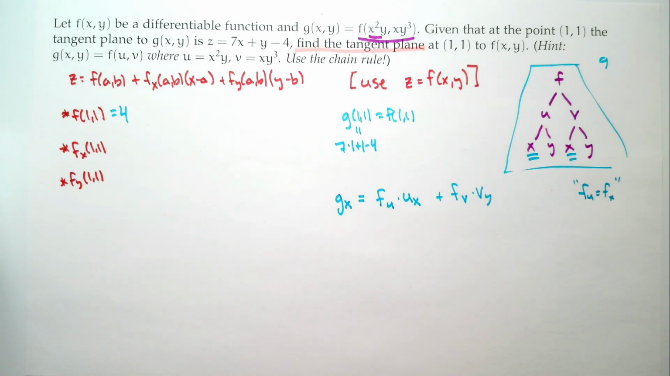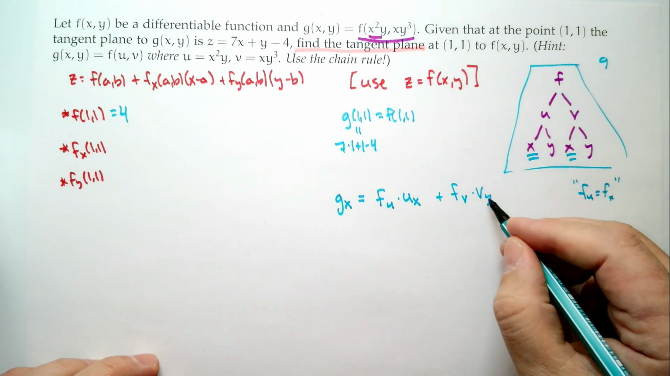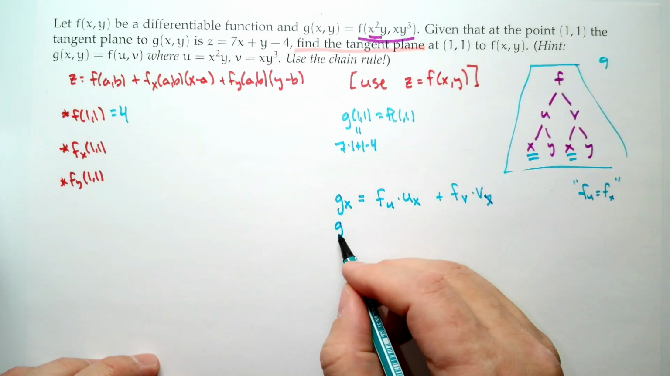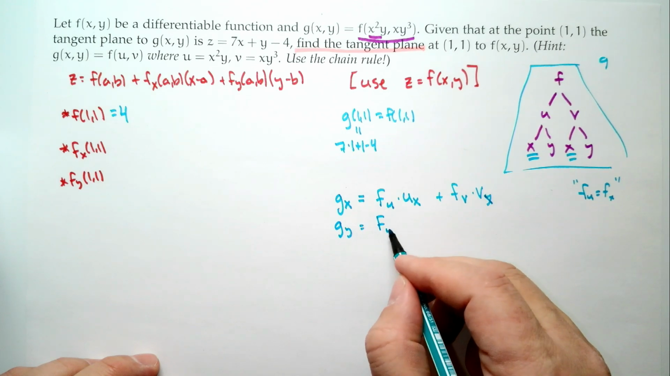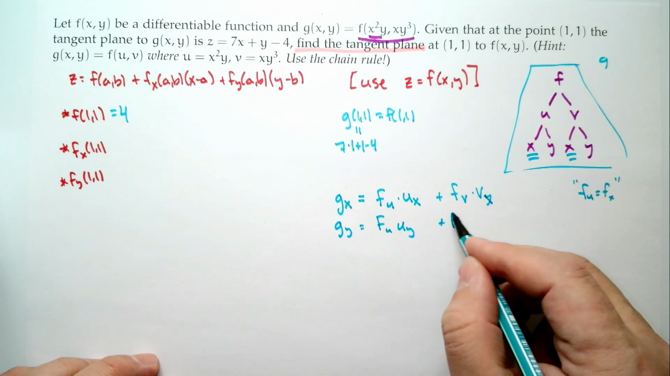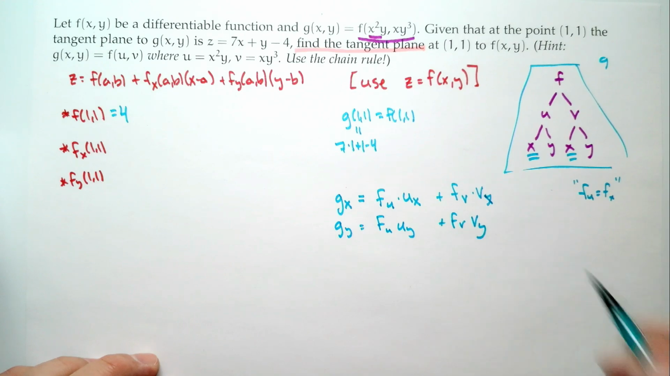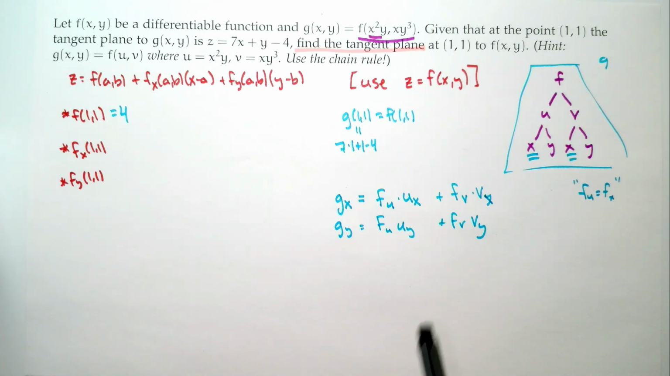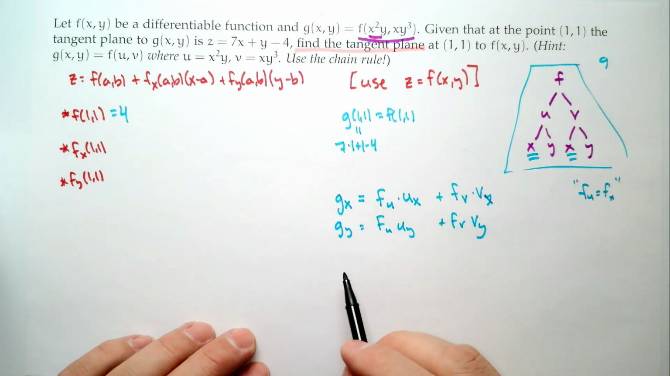It should be v sub x. That is correct. Thank you for pointing out my error. V sub x, yes. In fact, we should also go ahead and put down g sub y, f sub u, u sub y. And here's where we have fv, vy. Now, we're going to do this at the point 1, 1. So we plug in 1, 1.